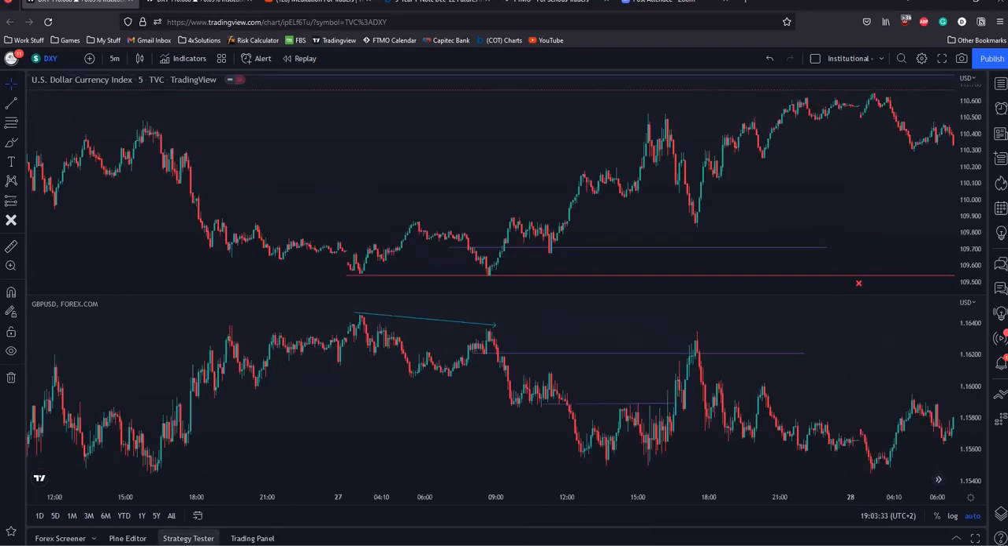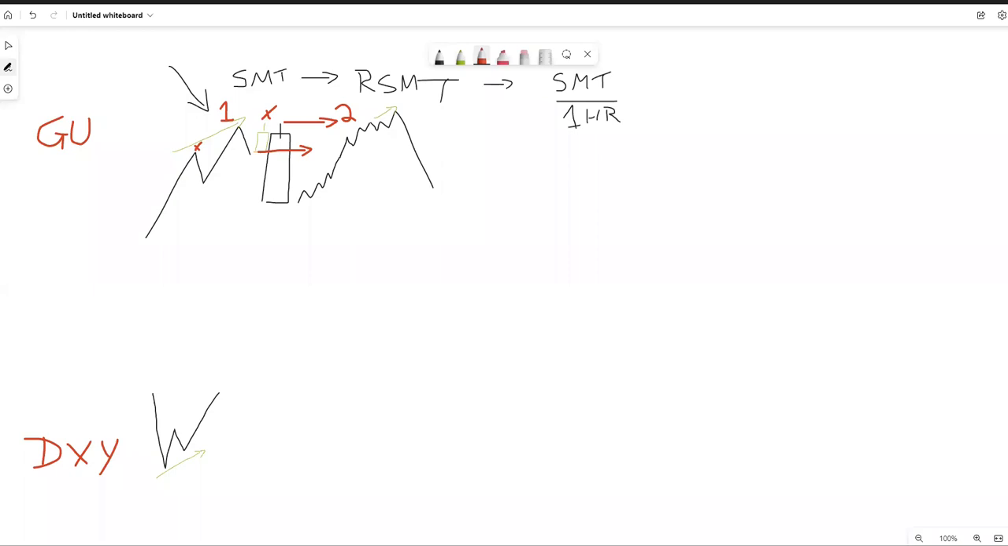Okay, does anyone else have any questions about this RSMT?